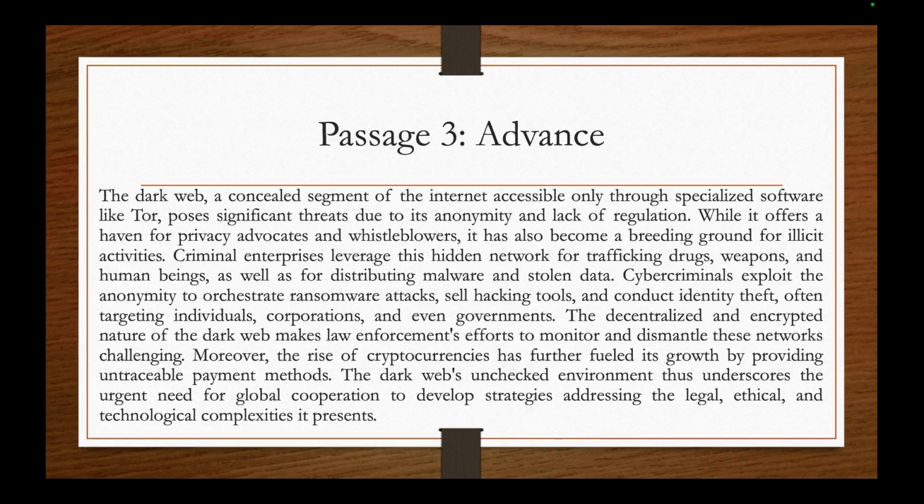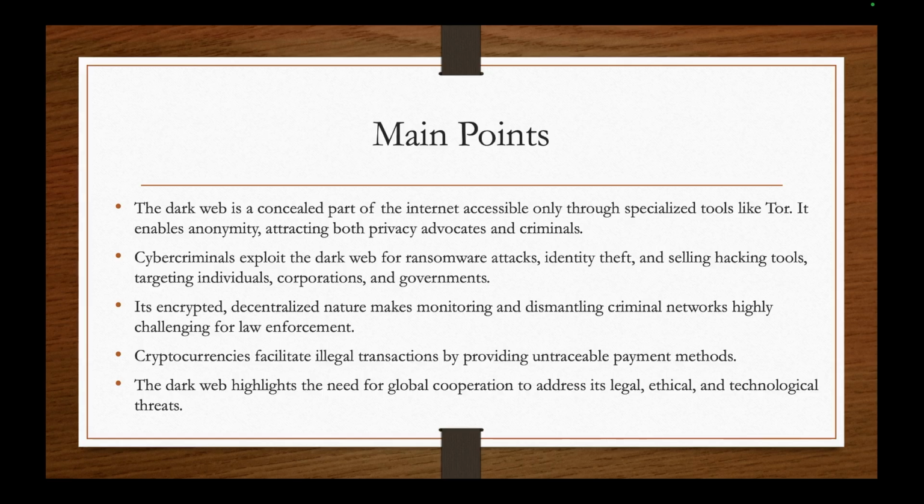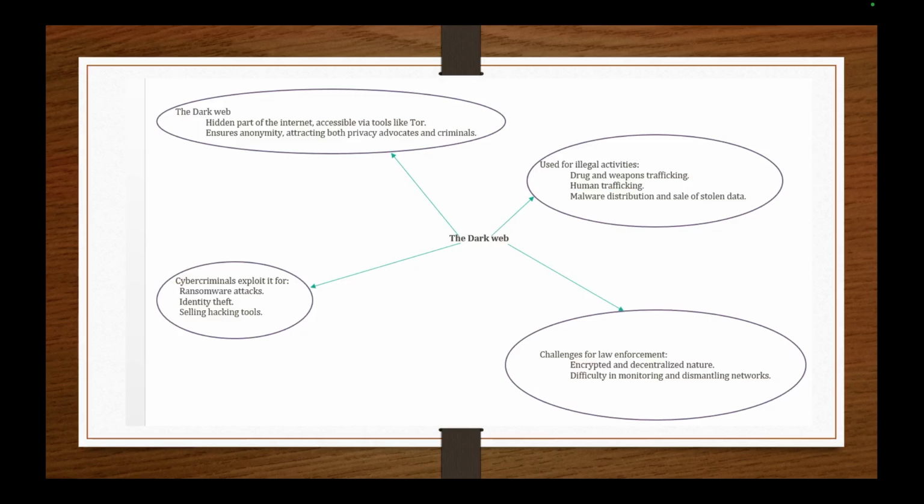Now, this particular passage talks about the challenges of the dark web. Now, you see the main points. The dark web is a concealed part of the internet accessible only through specialized tools or software like Tor. It enables anonymity, attracting both privacy advocates and criminals. And later on, we have all the major points. And that's how the pictorial representation of this particular passage looks.